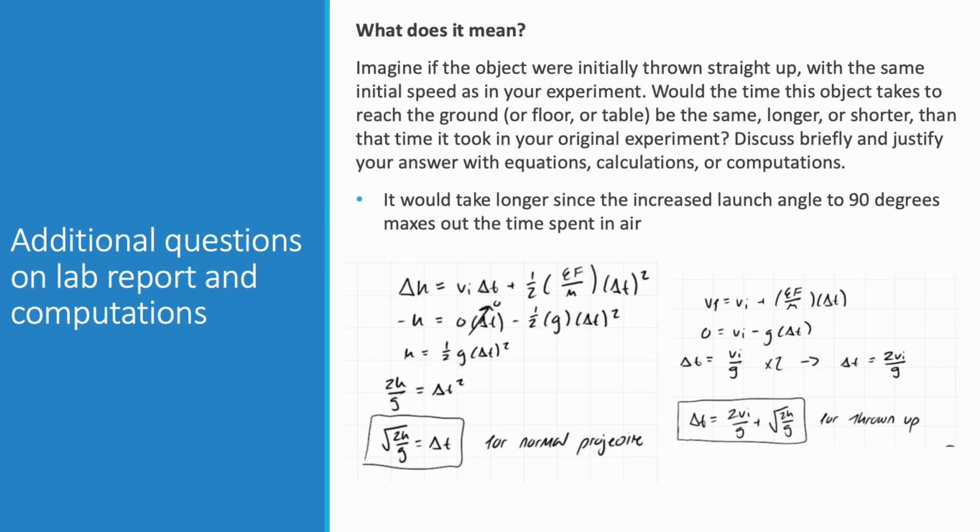And for the what does it mean question, it asked which kind of system would take longer, either the one that we actually performed or one that would be thrown straight up. And I said the one that would be launched straight up at 90 degrees because the increased launch angle would max out the time spent in the air. And those are my calculations, so it showed that there would be additional time.